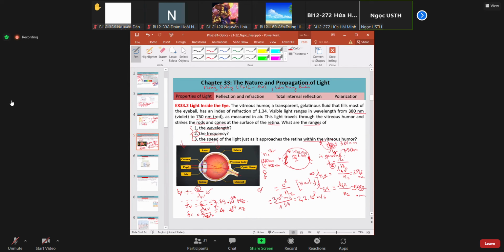It reduced from 3 times 10 to the power of 8 to this value. Okay, it reduced. So by these problems, I just remind all of you to keep in mind 3 important properties of light: wavelength, frequency, and speed. And frequency doesn't change. Okay, so now we will move on.